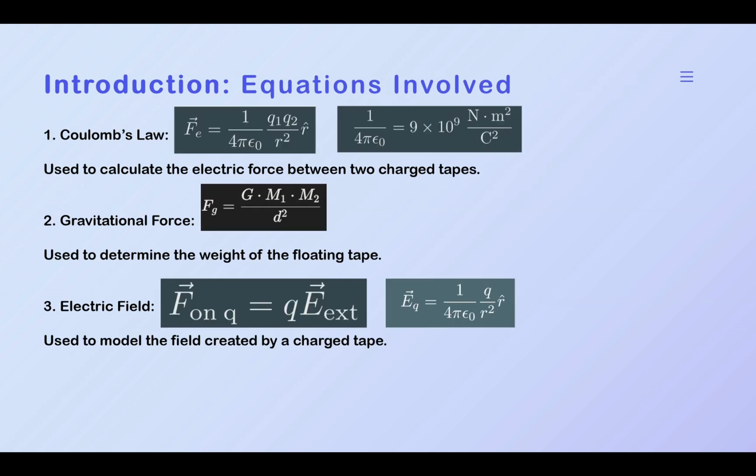And here are some equations involved. The first one is Coulomb's law, which is used to calculate the electric force between two charged tapes. The gravitational force is used to determine the weight of the floating tape. And the equation of the electric field is used to model the field created by a charged tape.